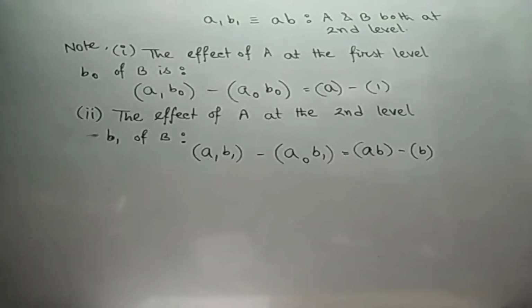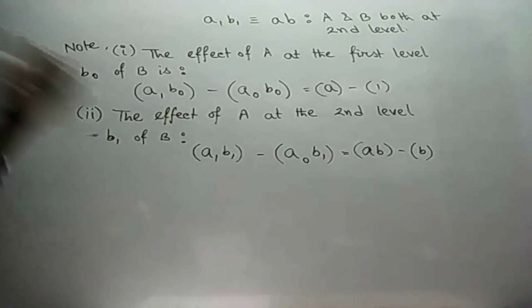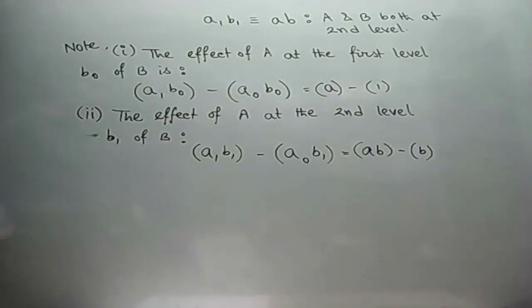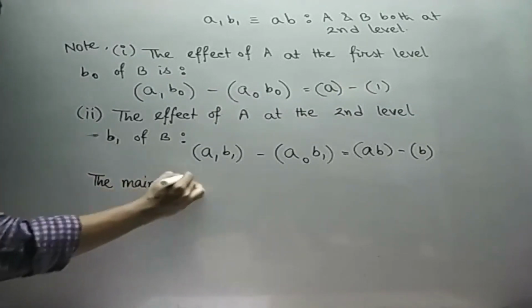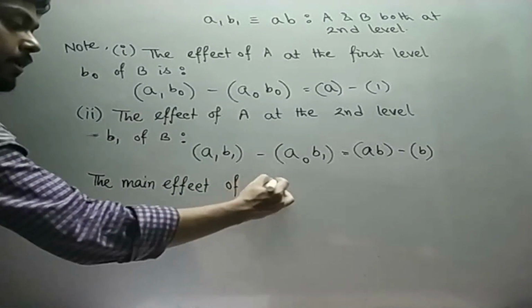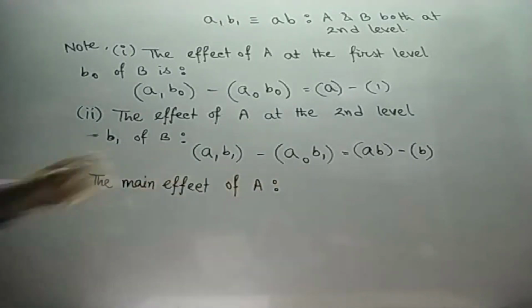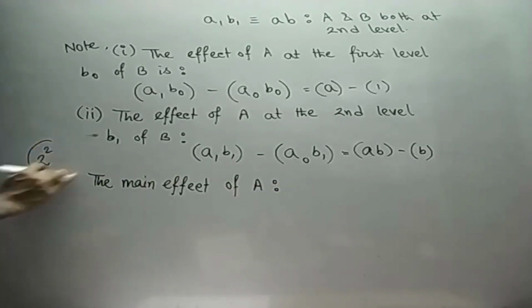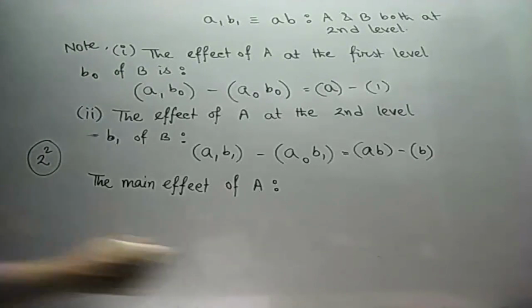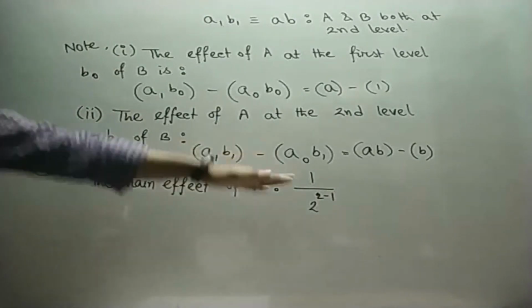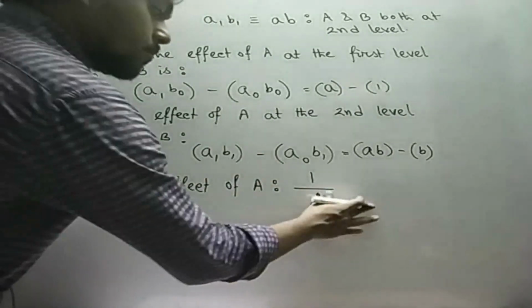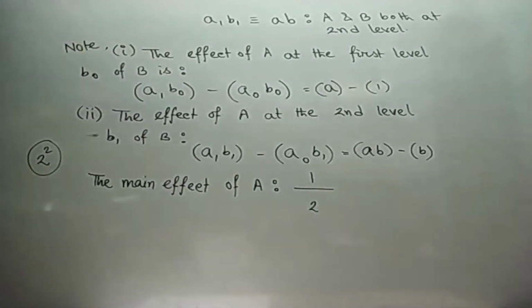Now the next part is how can we calculate the main effect of A and B. As we are working with a two square design, the main effect of A, a shortcut technique to solve this type of problem: it will be 1 by 2 to the power 2 minus 1, which is basically 1 by 2, and then we have to calculate the main effect of A.